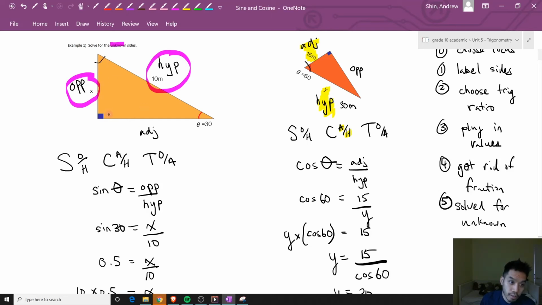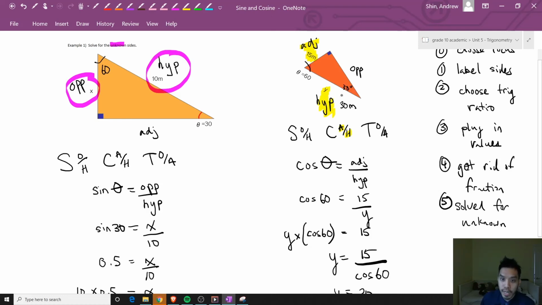Take a look at this triangle. 180 minus 90, which is going to be 90, minus another 30. This will be 60. This is a 60. This is 90. 90 plus 60 is 150. 180 minus 150, this will be 30.